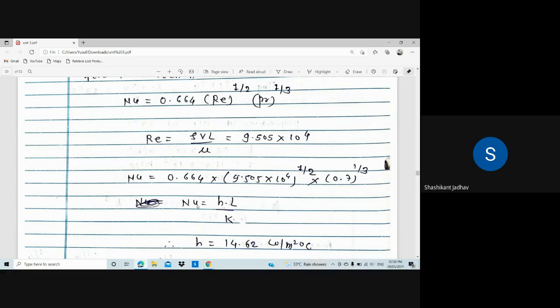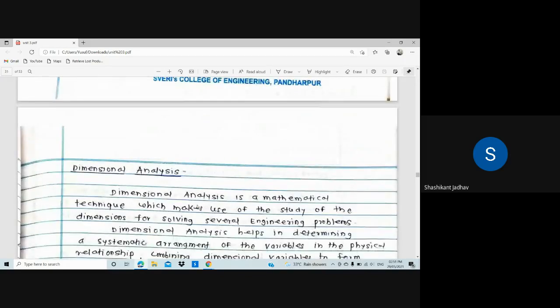Okay, so all of you write down the Reynolds number is equal to 9.505 into 10 raised to 4. Then put this value of Reynolds number, and the Prandtl number we have already calculated, into this equation and find out the value of Nusselt number. Nusselt number is equal to 0.664 into 9.505 into 10 raised to 4 raised to 1 by 2 into 0.7 raised to 1 by 3. And Nusselt number is equal to HL by K. So from this we get the value of H, that is 14.62 watt per meter square degree Celsius.